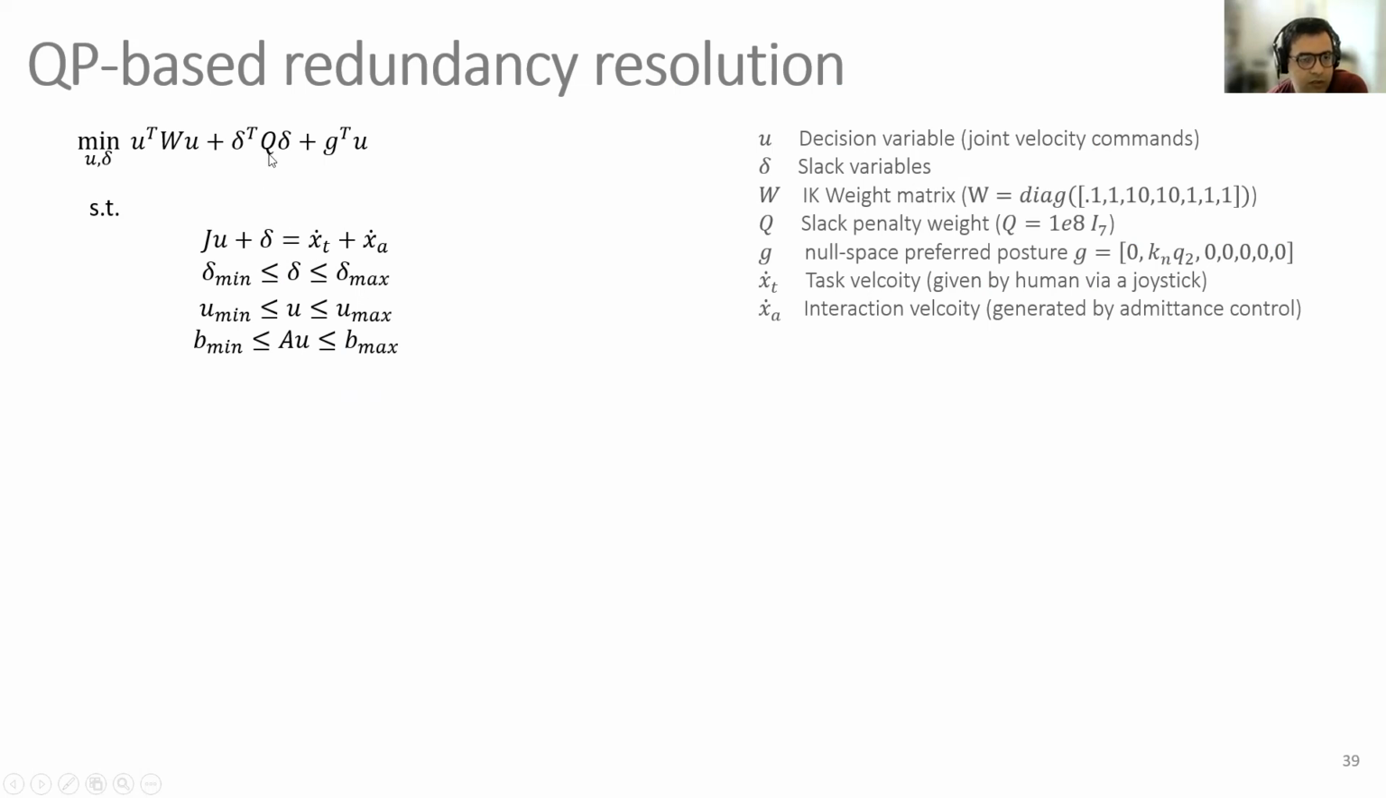but with a respective cost. And the task also has two parts. There is the part which is commanded by the human, and there's also the part that comes from the admittance, which will deliver the physical interaction. There's also a linear part to help us maintain a null space preferred posture for the robot.